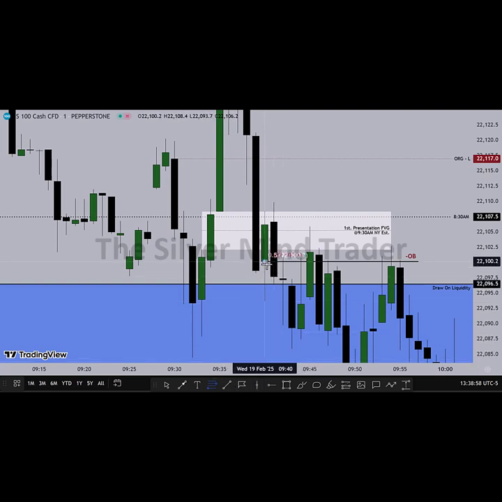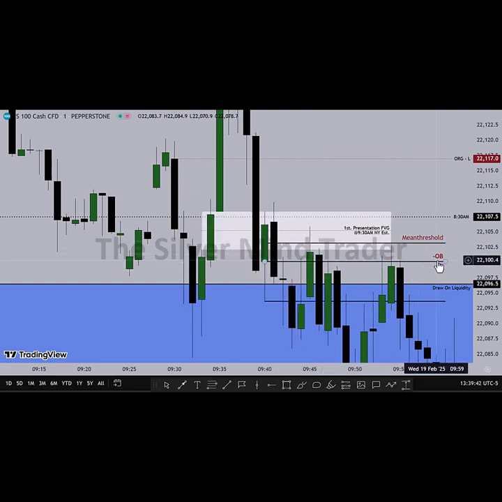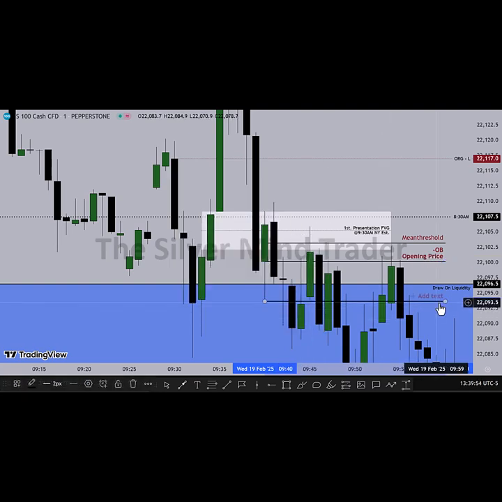The midpoint, if you want to get the midpoint, you measure the bodies. The mean threshold. So over here is the mean threshold of the order block, of the bearish order block. And we have the high. That's the opening price. And that's the low.